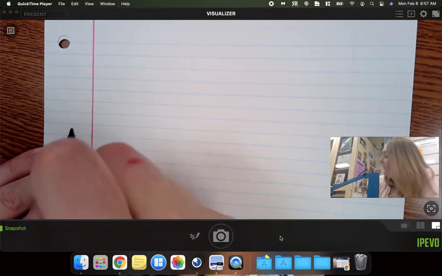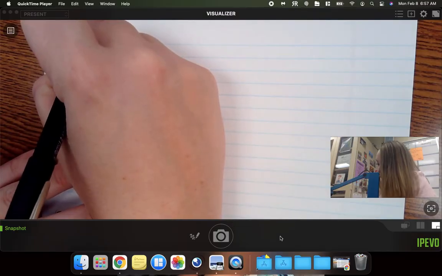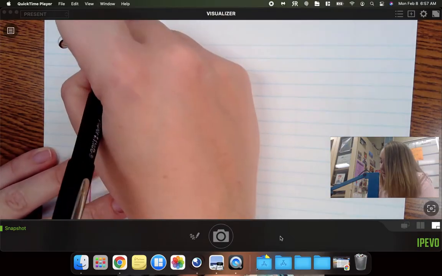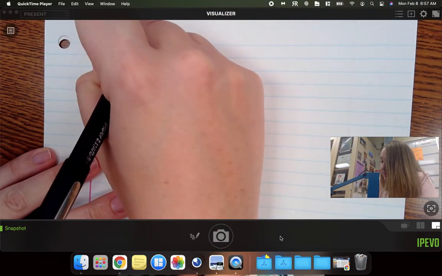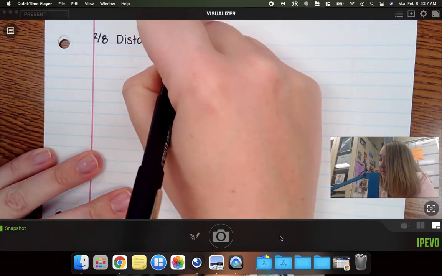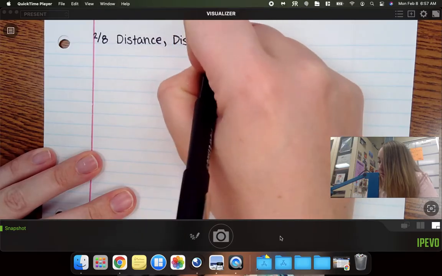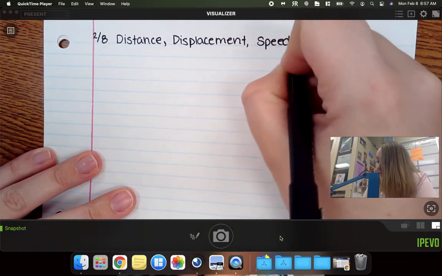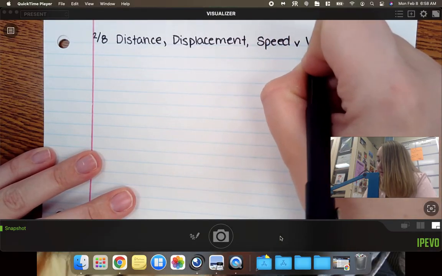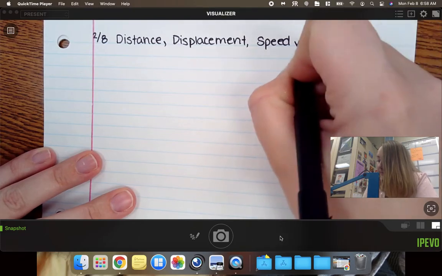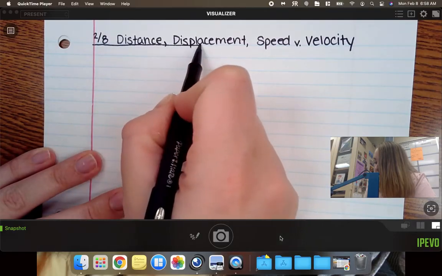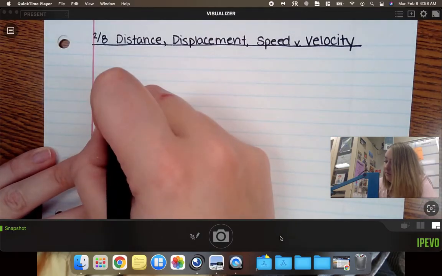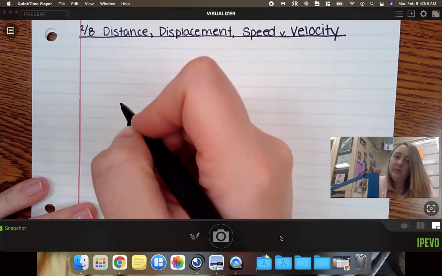All right, today's notes, and as I do this, it's the 8th, Monday, are on distance, displacement, speed, and velocity. All right, we're going to talk about two different things when we're looking at a problem.